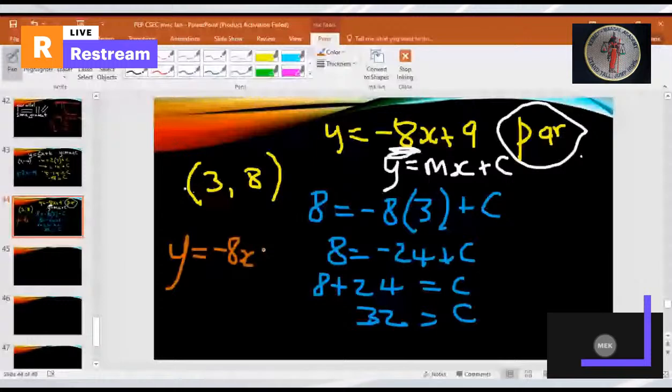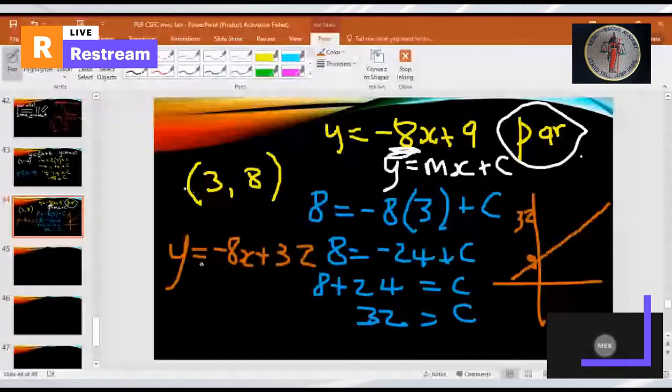So this line will cut the y-axis at 9, and this one at 32. The two lines are parallel. This line here will cut the y-axis at 9, and this line here the y-axis at 32, like that. Right? Okay. So let's look at perpendicular lines now.